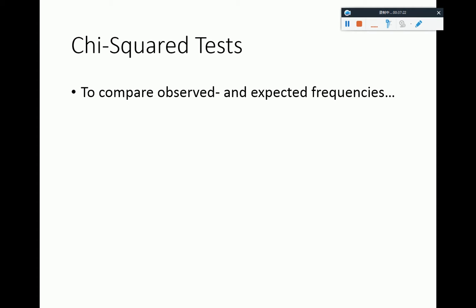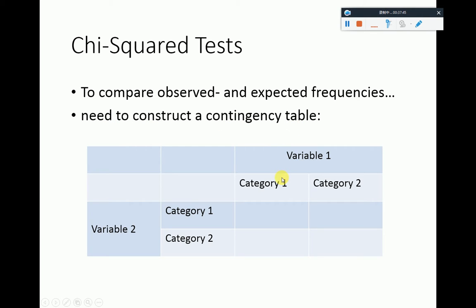So the chi-square test is all about comparing observed and expected frequencies, right? So now we need to calculate all the observed and expected frequencies. To do that, we need to construct a contingency table. Actually, it's a table that we saw before, in this case a 2 by 2. The first categorical variable has two categories, and we have a second categorical variable that also has two categories, right?